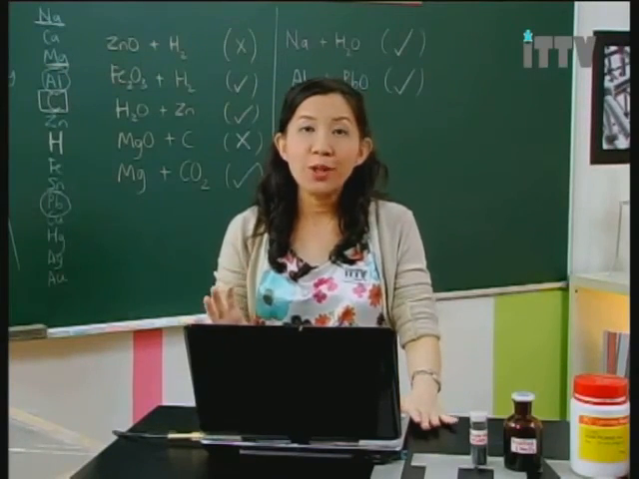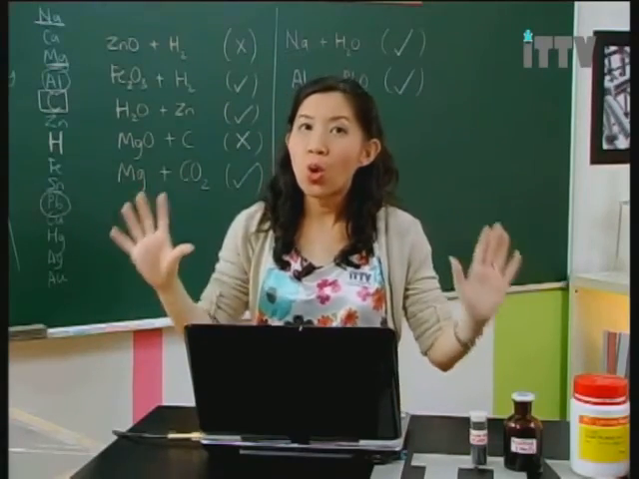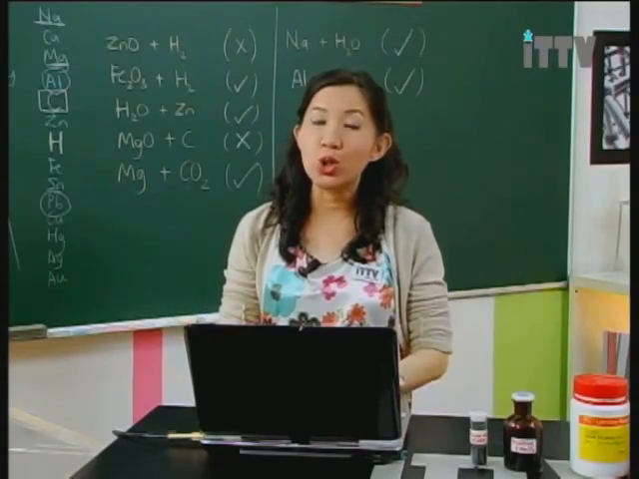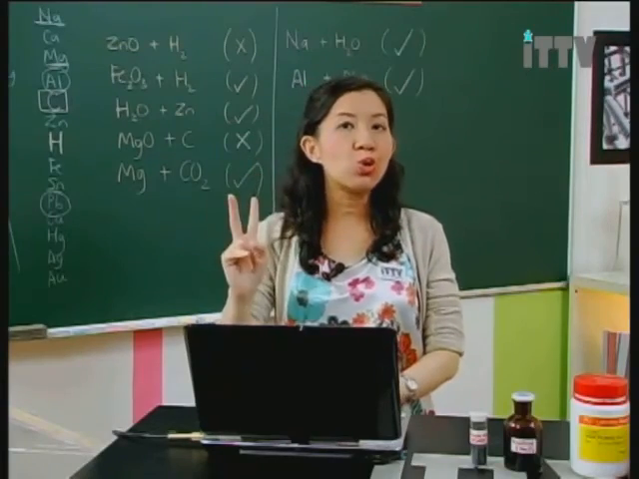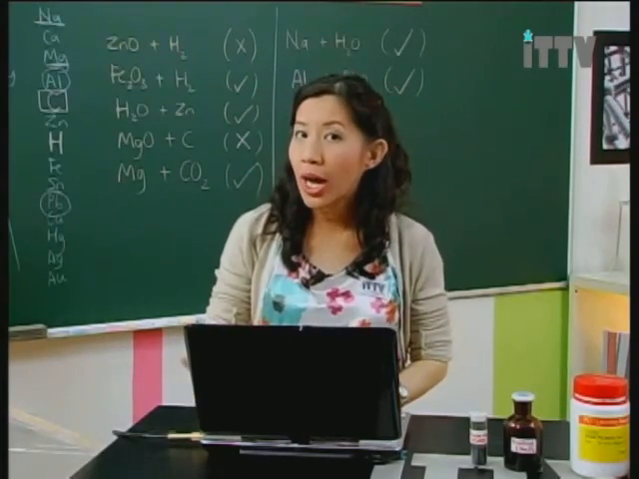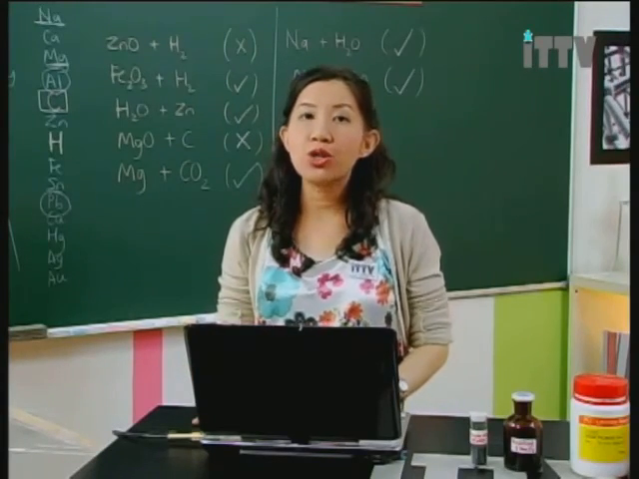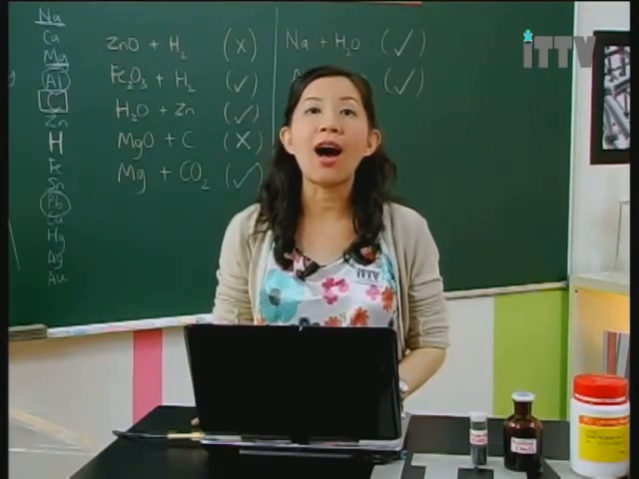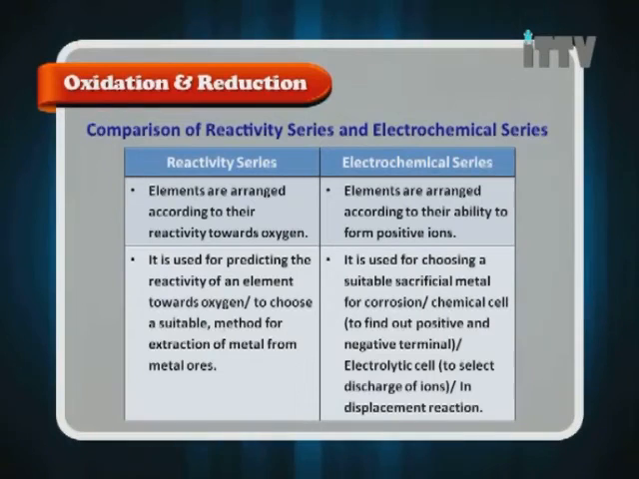And in the electrochemical series, there is no carbon added into the series. So those are the two major differences. The electrochemical series has no carbon, and the position of hydrogen in both series are different. So why do we need to have these two series?